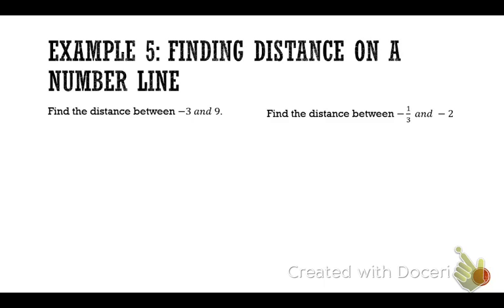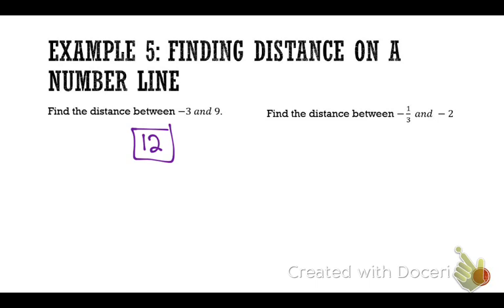This is what it's going to look like on your homework, on your quiz, and on your test. Find the distance between the two numbers. Are these two numbers on the same side of 0 or on different sides of 0? Different, so what do we do? Add them together. How many is between them? 12. And you're done. That's it.